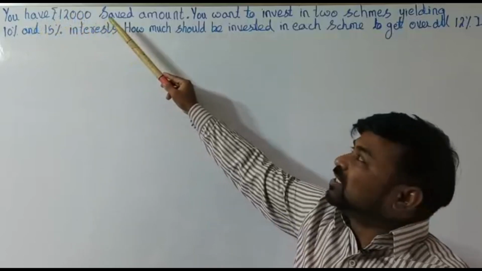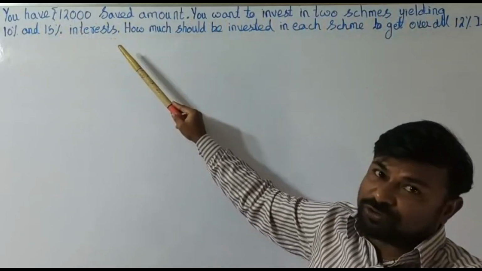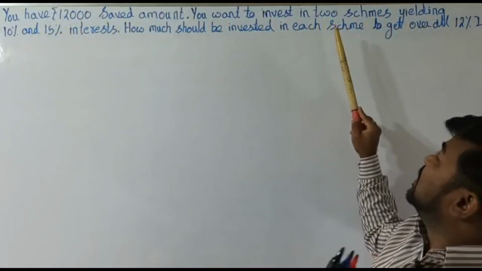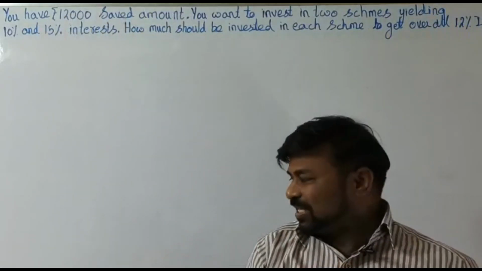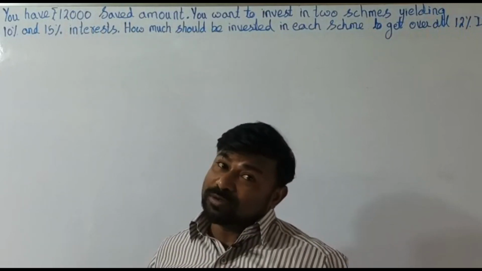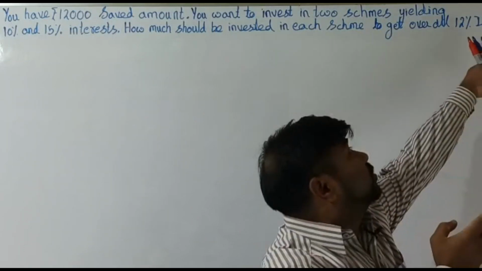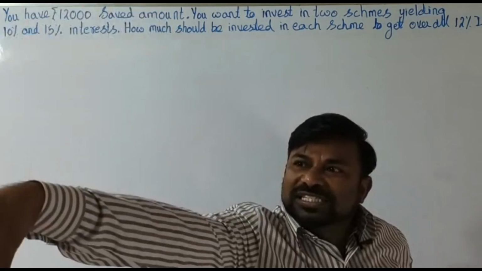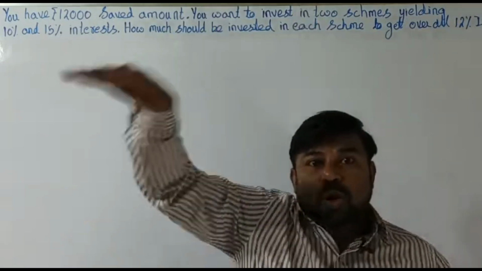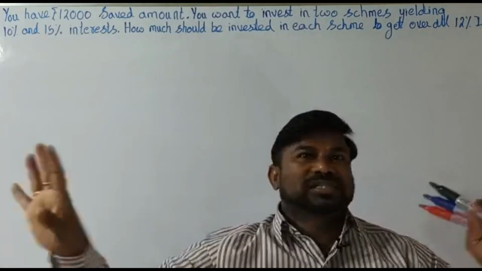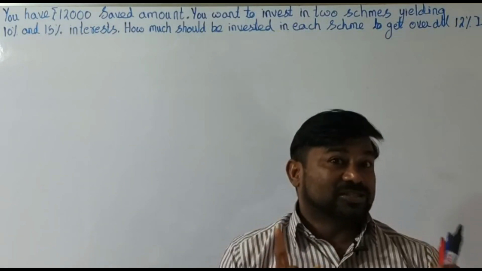Rupees 12,000 saved amount. You want to invest in two schemes yielding 10% and 15% interest. Now, how much should be invested in each scheme to get an overall 12% interest? That is the beautiful concept given. What does overall mean? For the total 12,000, the interest is 12%. The first scheme gives 10% interest, the second scheme gives 15% interest. But overall, if you invest in only one, not separately, you are going to get 12%. That's the tricky thing.